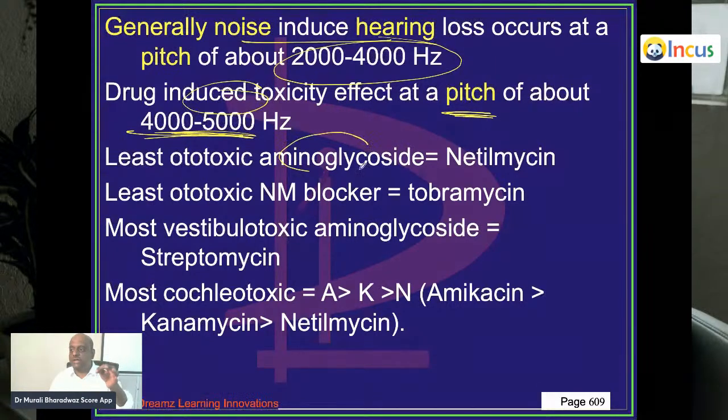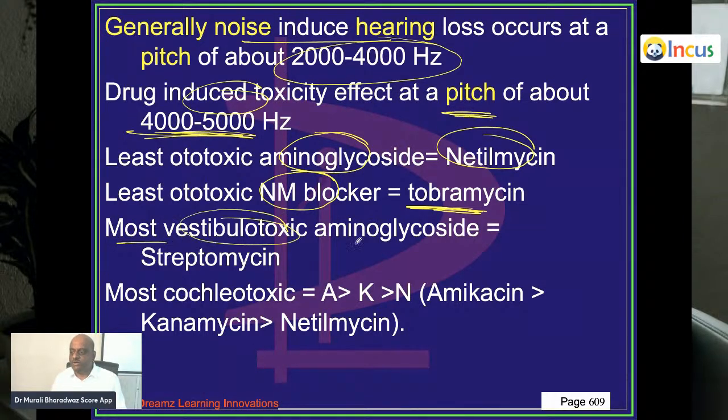Least ototoxic among aminoglycosides is netilmicin. You can remember like this: N for nil ototoxicity, N for netilmicin, least ototoxic. Least ototoxic neuromuscular blocker is tobramycin. Most vestibulotoxic aminoglycoside is streptomycin. What is vestibulo?